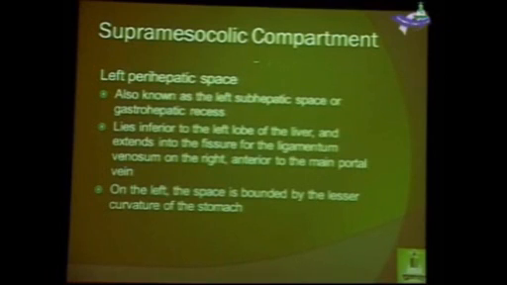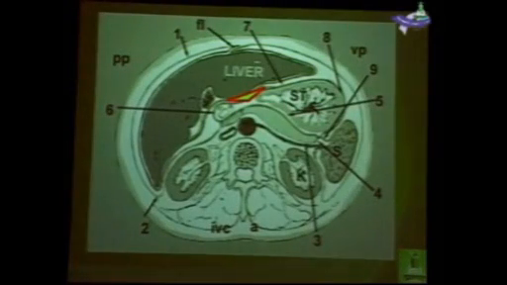The left perihepatic space is also known as the left subhepatic space or gastrohepatic space. It lies inferior to the left lobe of the liver and extends into the fissure for the ligamentum venosum on the right, anterior to the main portal vein. We'll see that in the picture. On the left, the space is bounded by the lesser curvature of the stomach.